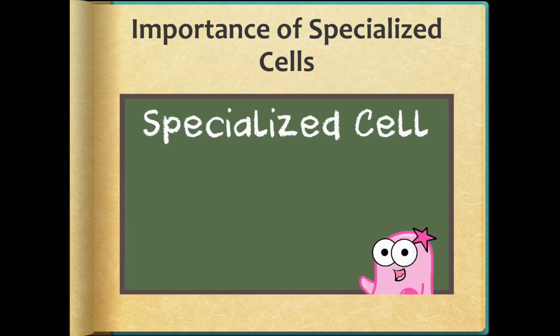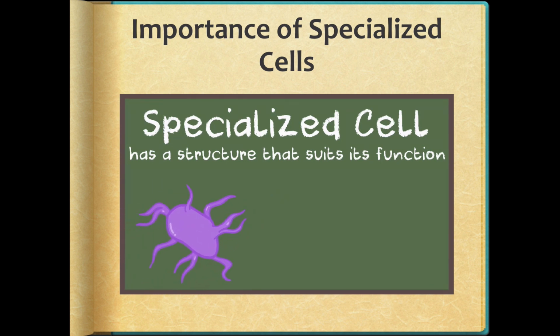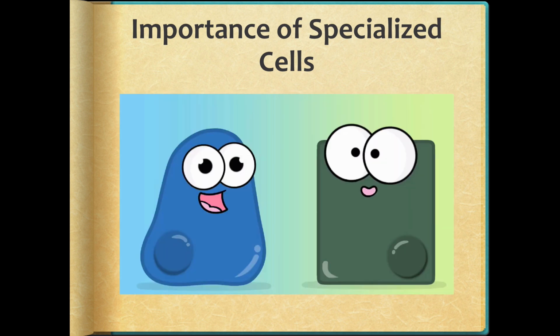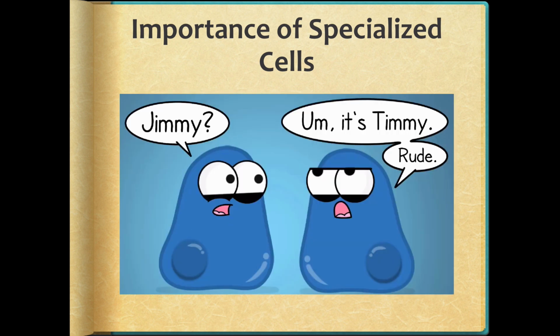A specialized cell is a cell that has a structure that suits its function. Many cells have really different functions, and so their structure can vary greatly. When you see a lot of pictures of plant cells and animal cells, you might start to think that this is how they all look. All the animal cells and all the plant cells might start to look the same in diagrams.